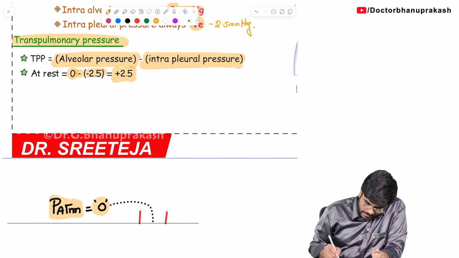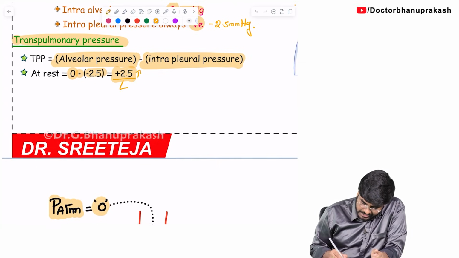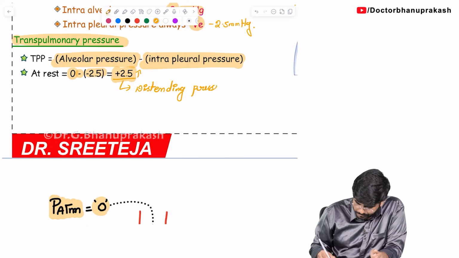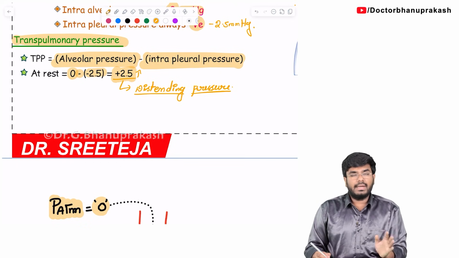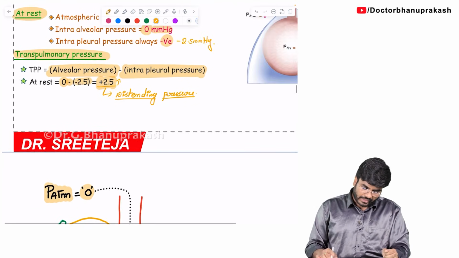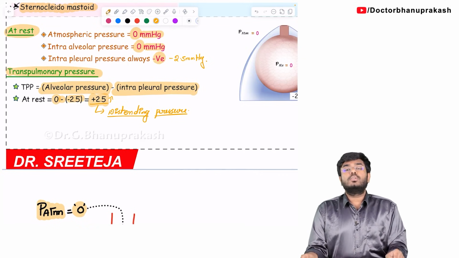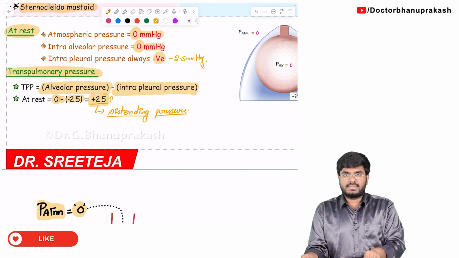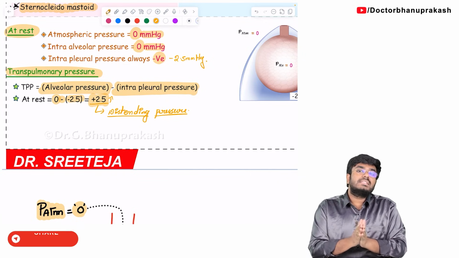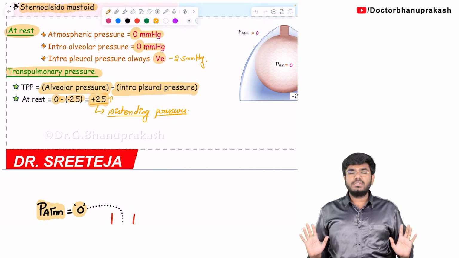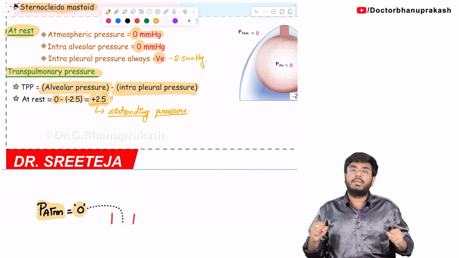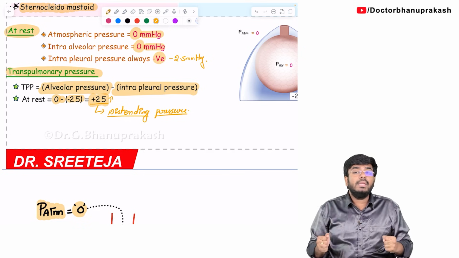Always remember this transpulmonary pressure: whenever it is increasing, it is a distending pressure. The more the distending pressure, the more the lung expansion will happen. Later we will discuss it. But tell me for now, what is the transpulmonary pressure? The transpulmonary pressure is the difference between the intra-alveolar pressure and the intrapleural pressure. That is 0 minus of minus 2.5. Minus of minus is plus. So, what is the normal transpulmonary pressure in a normal individual during rest? Plus 2.5, and it's a distending pressure. More the TPP, more distension.